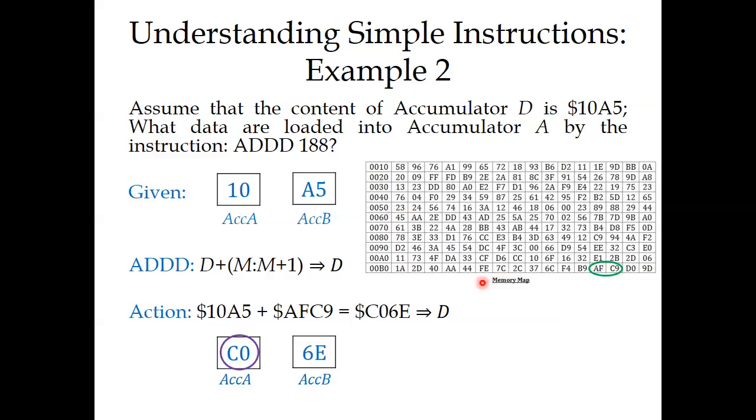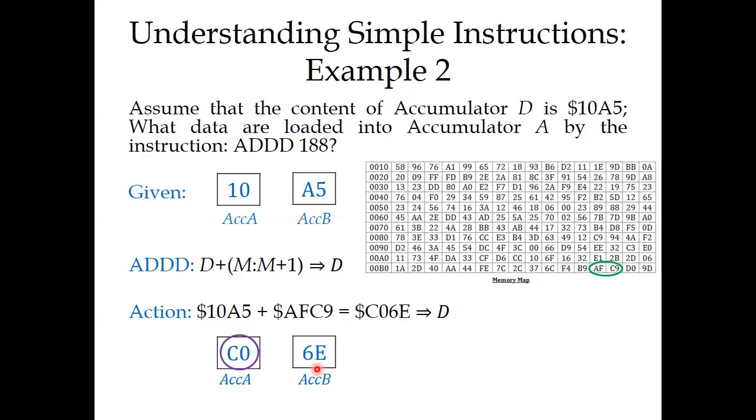And then all you have to do is what? Addition, right? So you will add AFC9 with 10A5, and then you will get a new sum, C06E, and once you are done with the summation, you copy it back to D. So now the D has a new content, right? After this addition, you have a new sum, so D has a new content. So accumulator A will have C0, and accumulator B will have 6E, right?